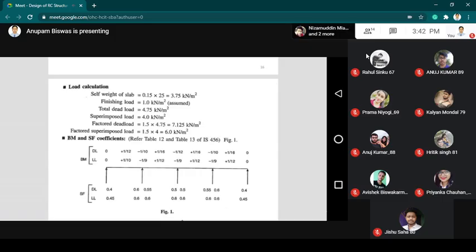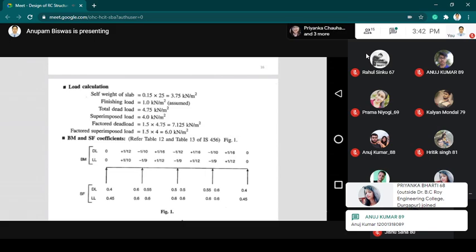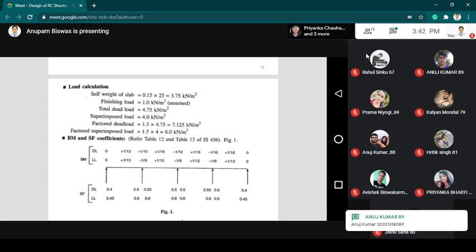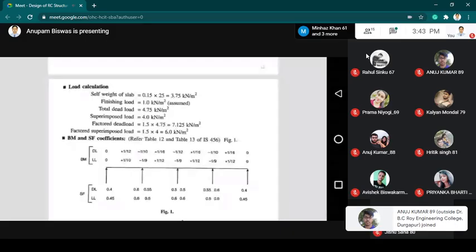Next are the imposed loads that have to be considered. So here we can consider a finishing load of 1 kilonewton per meter square. The factored load will be 1.5 multiplied by the total dead load, that is 7.125, and the factored imposed load will be 1.5 multiplied by 4, that is 6.